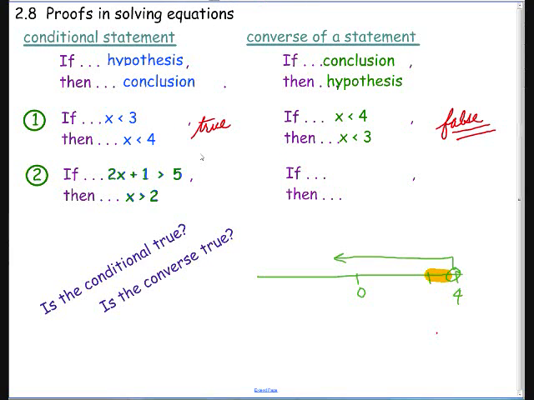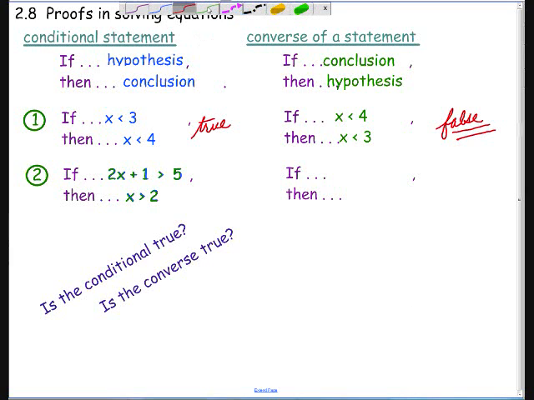Let's try another. If 2x plus 1 is greater than 5, I guess we're going to have to work this one out too. Let me erase our previous work just so we always have an uncomplicated field of vision here. Okay, let's simplify that. We'd have 2x is greater than 4, right? I'm going to subtract 1 from both sides, and that would mean x is greater than 2. Oh yeah, that is true.